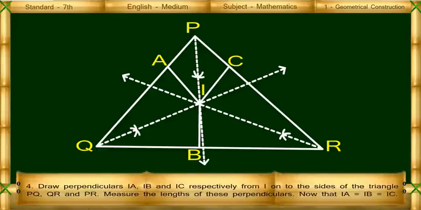Draw perpendiculars IA, IB and IC, respectively, from I onto the sides of the triangle, PQ, QR and PR. Measure the lengths of these perpendiculars. Note that IA is equal to IB is equal to IC.